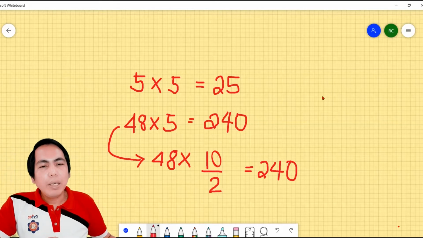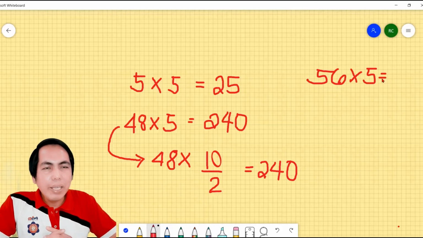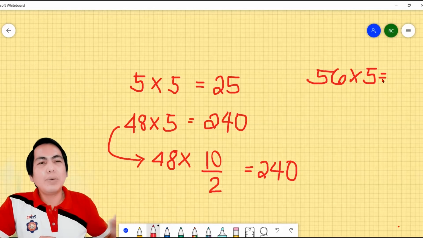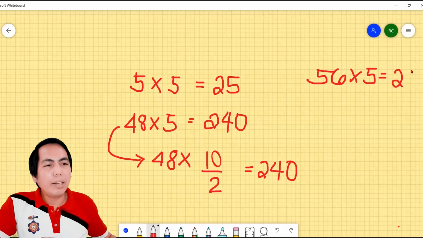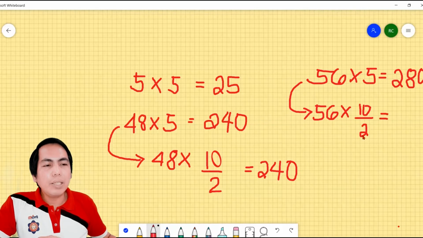Now, what if we have 56 times 5? Can you do it in 5 seconds? Let's try. Okay, what's our answer? Our answer is 280. So how did we arrive at 280? We can rename 56 times 5 into 56 times 10 over 2. Since 56 divided by 2 is 28, times 10 will give us 280.